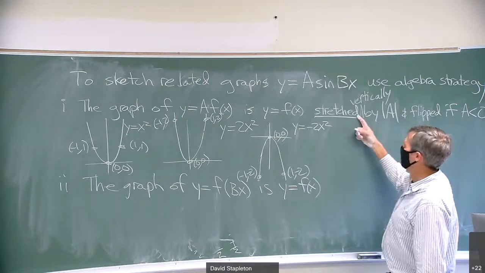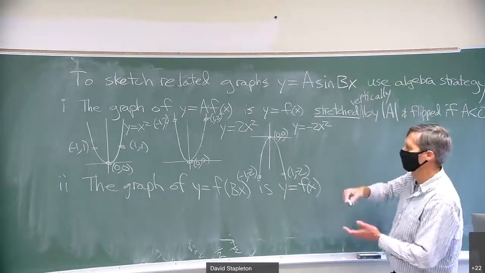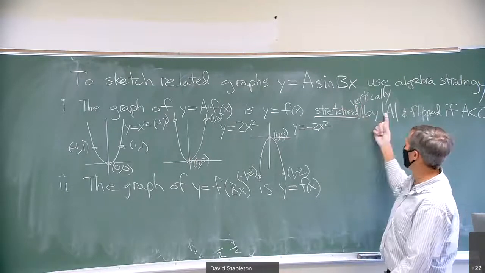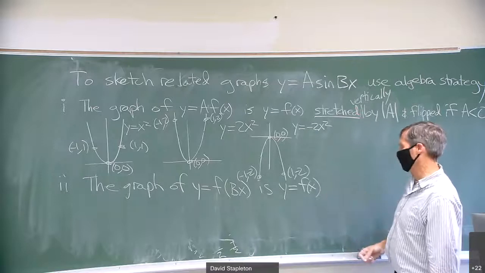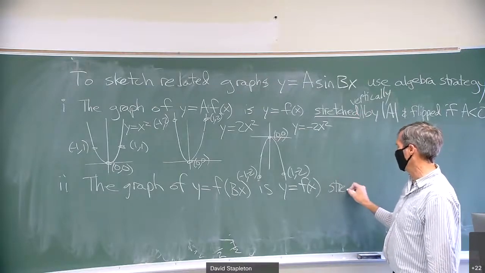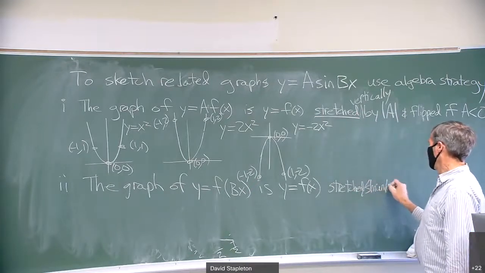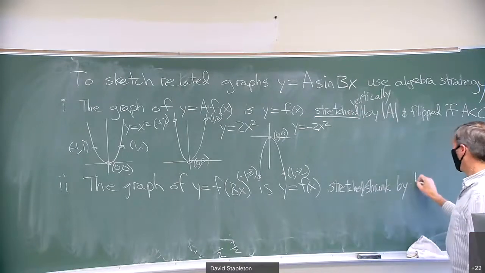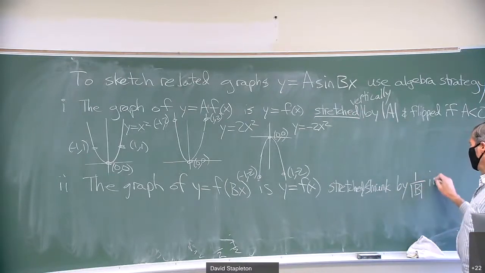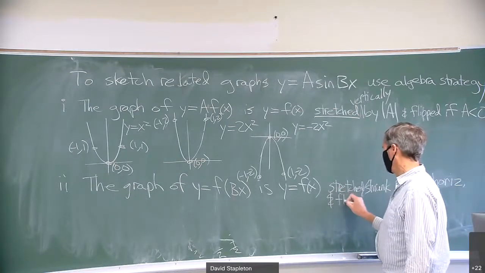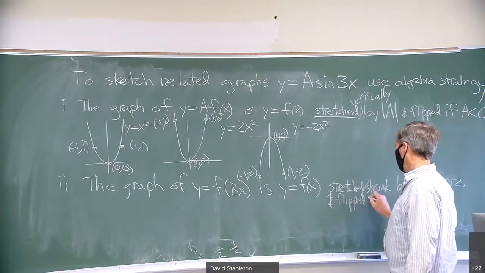And I said stretch, it can be shrink. If a is a half, then it's half as tall. If it stretches by a factor of 2, it's twice as tall. So if you multiply by a half, it's half as tall. Same thing here. This is stretched or shrunk by a factor of 1 over absolute value of b in the x coordinates, horizontally, let's say, and flipped over the y-axis if b is negative.